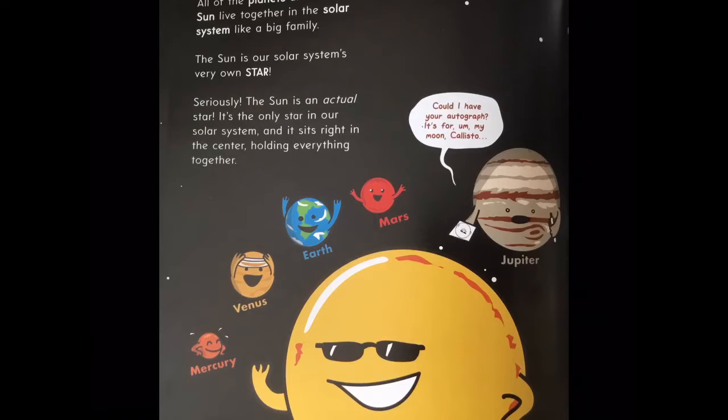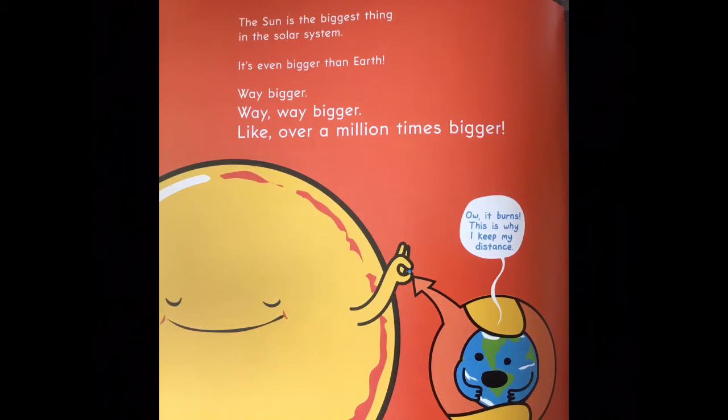All of the planets and the sun live together in the solar system like a big family. The sun is our solar system's very own star. Seriously, the sun is an actual star. It's the only star in our solar system, and it sits right in the center, holding everything together. Jupiter says, "Can I have your autograph?" The sun is the biggest thing in the solar system. It's even bigger than Earth. Way bigger. Way, way bigger.